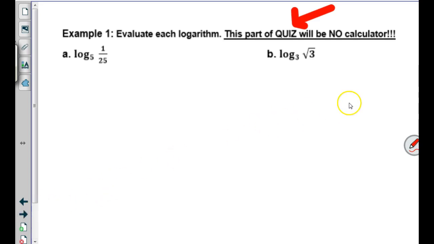It says this part of the quiz will be no calculator. Abruzzo and I haven't decided what we're doing yet about this, but you should practice it no calculator.